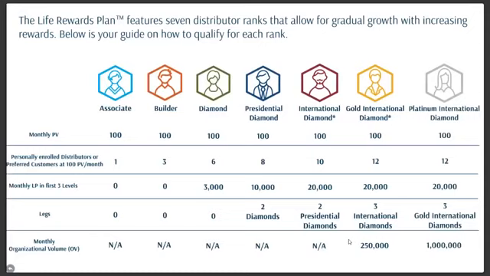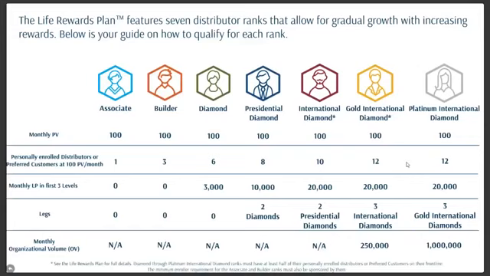The next rank is Platinum International Diamond. The first 3 qualifications stay the same as Gold, and then for the leg requirement of having 3 international diamonds, all 3 of those international diamonds you're going to want to have rank advance to Gold International Diamond in order to qualify, and then you need to quadruple your organizational volume to 1 million PV.